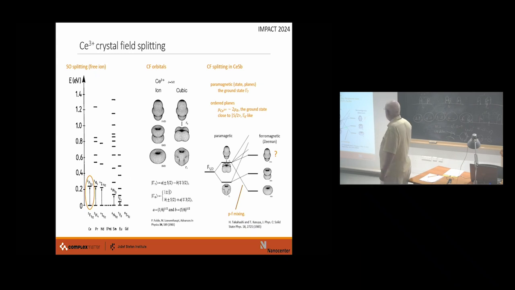degeneracies are broken, and there is very little information on how exactly this happens. It's quite clear that the ground state is very close to 5/2 because we know the static magnetization of the sample. And this state, which is basically a magnon state, is also seen in neutrons, but the other states are not quite clear.